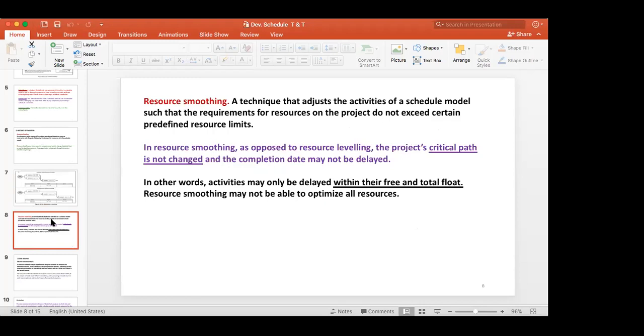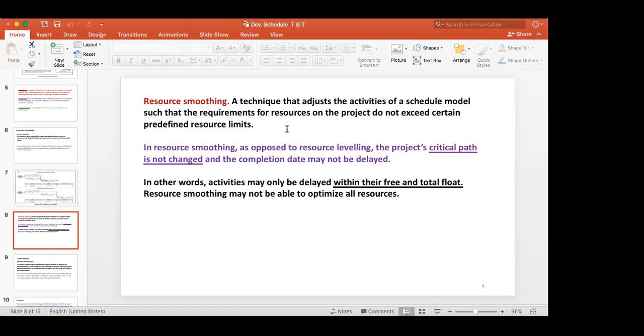So then you come to resource smoothing. Resource smoothing is a technique that adjusts the activities of a schedule model such that the requirements for resources on the project do not exceed certain predefined resource limits.